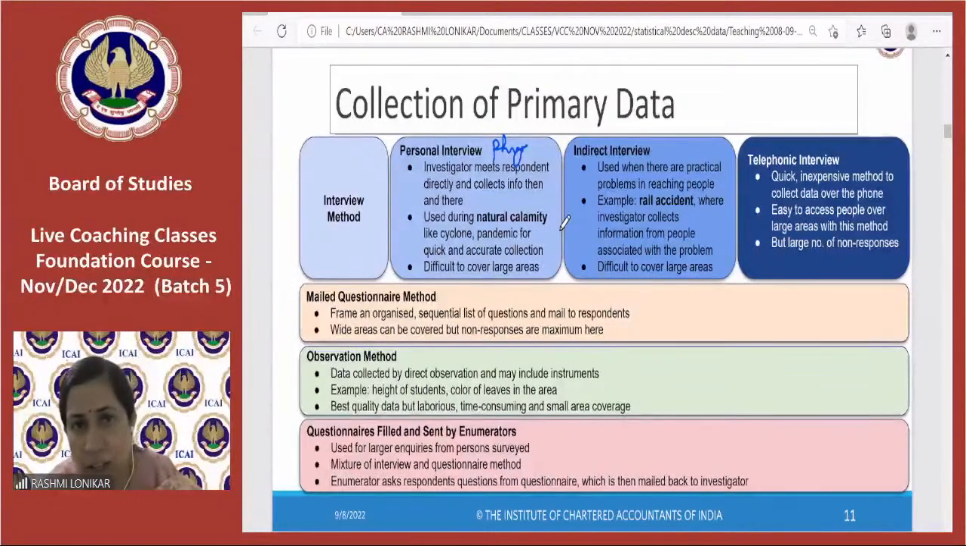In this, there are 3 types of method: personal interview, indirect interview, and telephonic interview. The second method we are going to talk about is the mailed questionnaire method. In this, we frame and organize a sequential list of questions and mail it to the respondent.